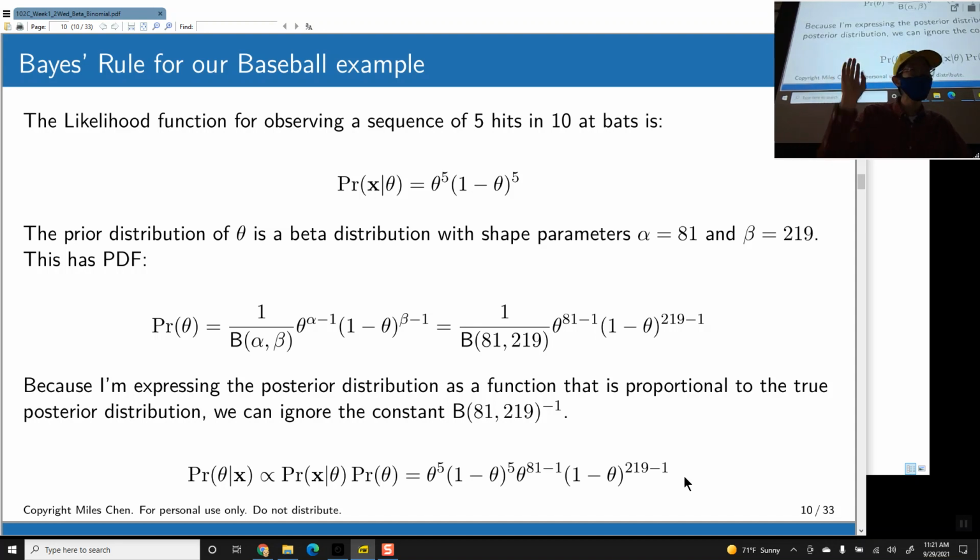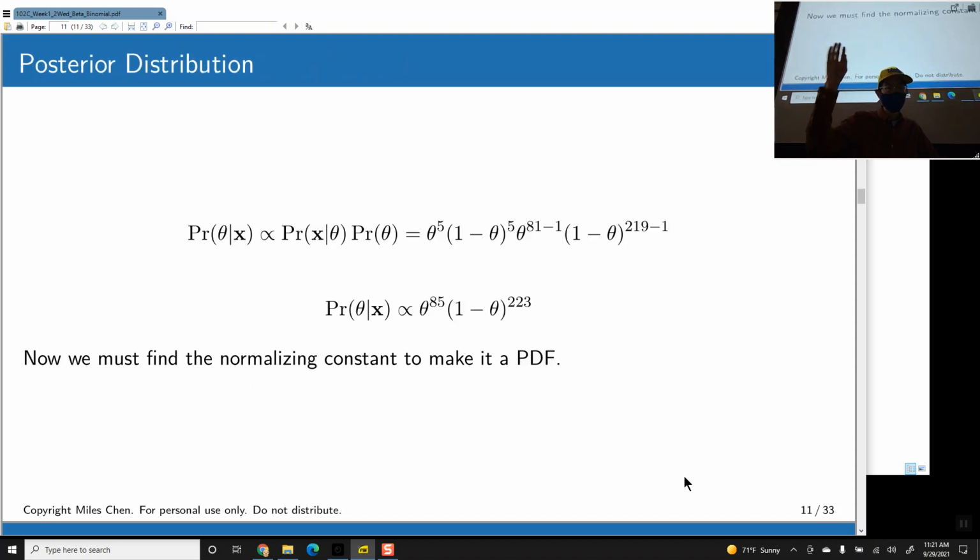Good? If you've got questions, please raise your hand. If I combine everything, the thetas combined and the 1 minus thetas combined, we get a total of theta to the 85, 1 minus theta to the 223. Our resulting posterior distribution has to be proportional to this.